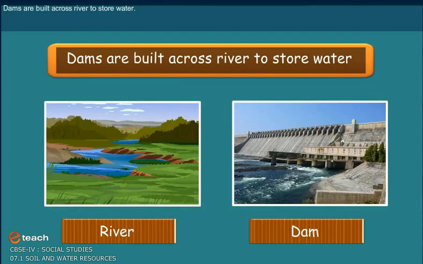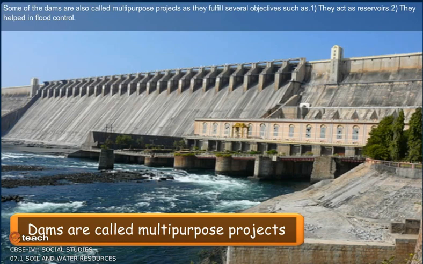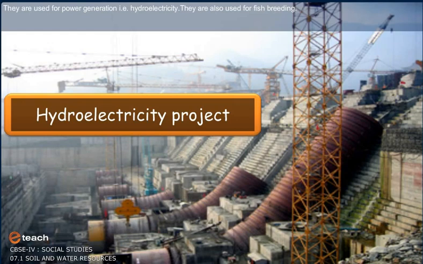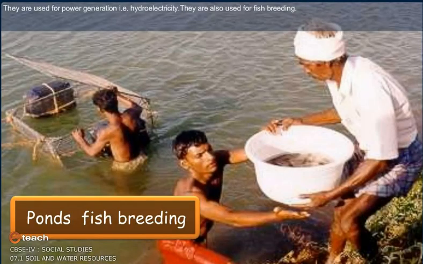Dams are built across rivers to store the water. Some of the dams are also called multi-purpose projects as they fulfill several objectives. 1. They act as reservoirs. 2. They help in flood control. 3. They are used for power generation, for example, hydroelectricity. 4. They are also used for fish breeding.